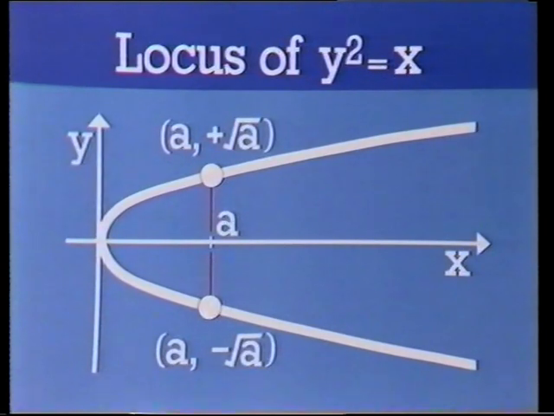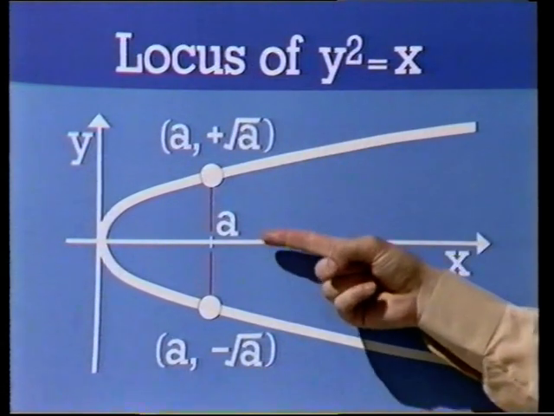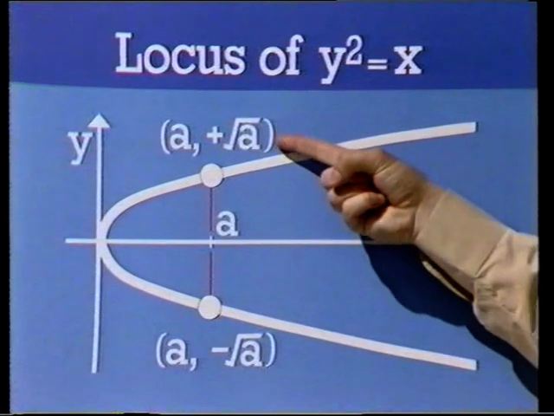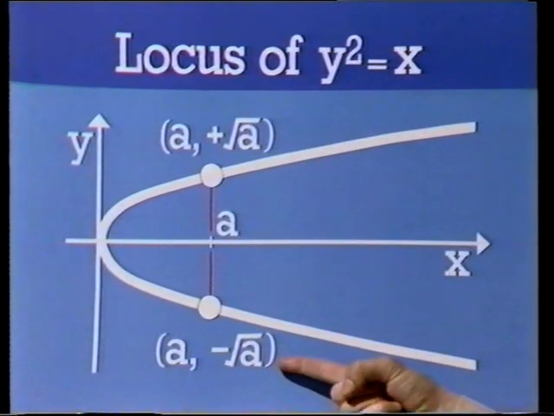Here's an idea you're familiar with. The locus of an equation is the set of points whose coordinates satisfy the equation. In this case, the locus is a conic, in fact a parabola, and here are two typical points. When x equals a, y equals plus root a satisfies the equation, and so does y equals minus root a.